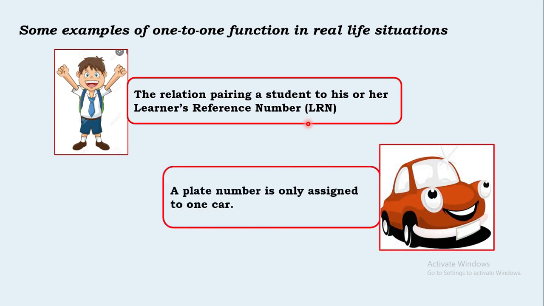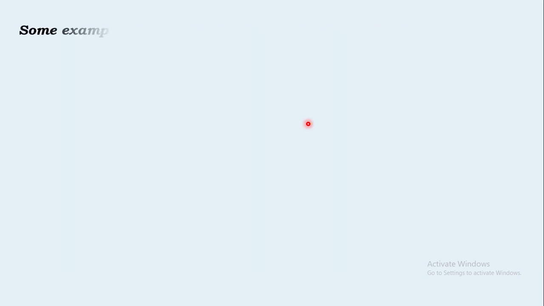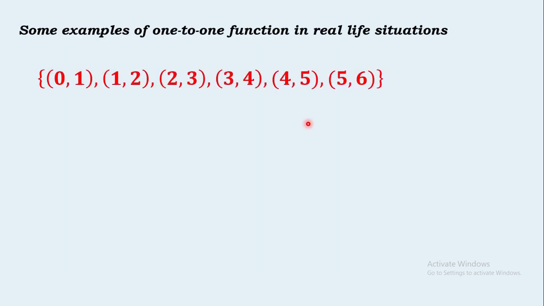Another example, a plate number is only assigned to one car. Meaning, there should be only one plate number assigned to one car. It cannot be two plate numbers assigned to one car, or vice versa, one plate number assigned to two cars. So one is to one, so that is a one-to-one function. Another example. This set of ordered pairs: (0, 1), (1, 2), (2, 3), (3, 4), (4, 5), and (5, 6). So this is a one-to-one function.